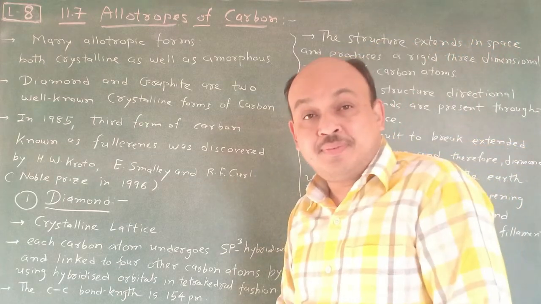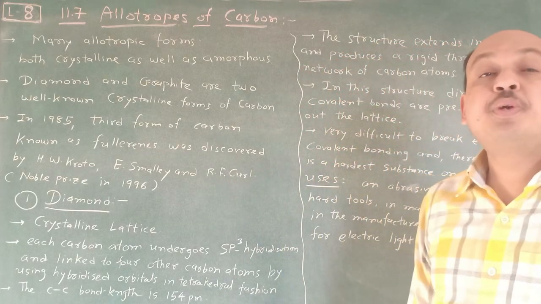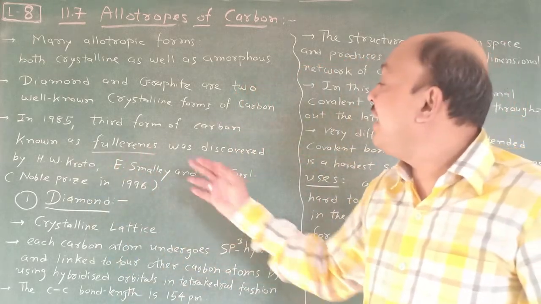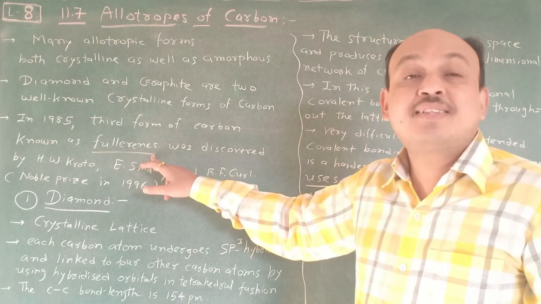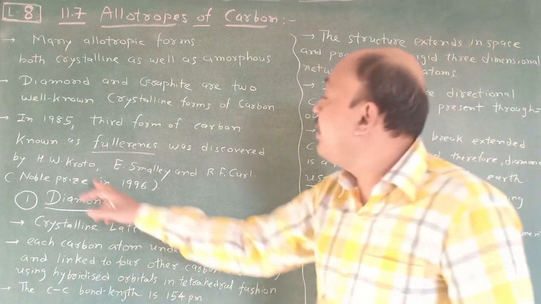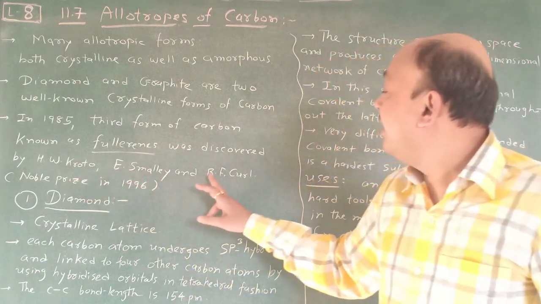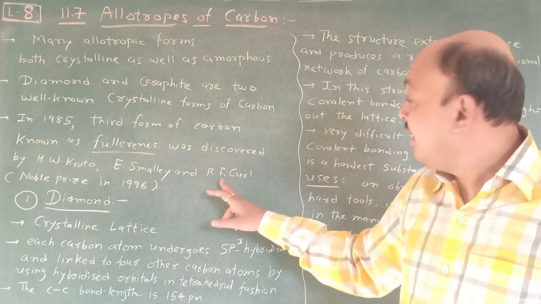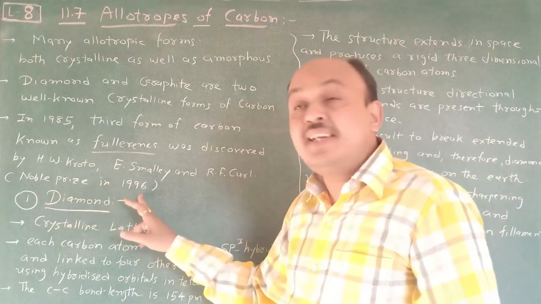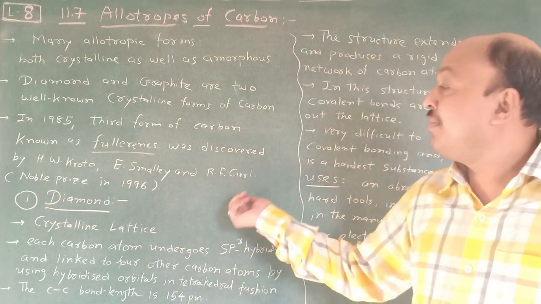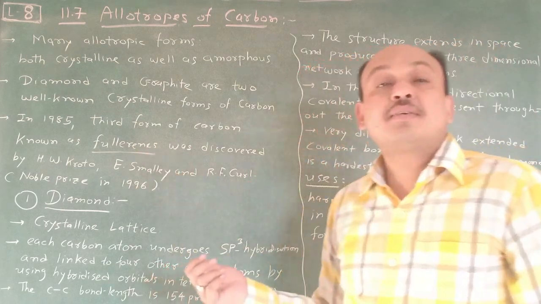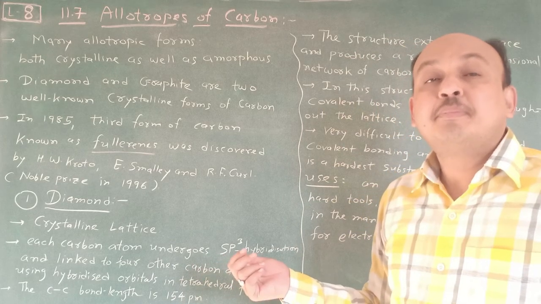In 1985, a third form of carbon known as fullerenes was discovered. Remember, fullerenes. This is the third allotropic form of carbon. It was discovered by H.W. Kroto, E. Smalley, and R.F. Curl, and they got the Nobel Prize in 1996. This is a very good achievement. This fullerene is also known as Buckminsterfullerene.